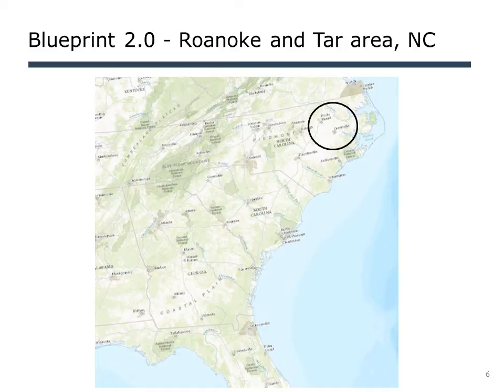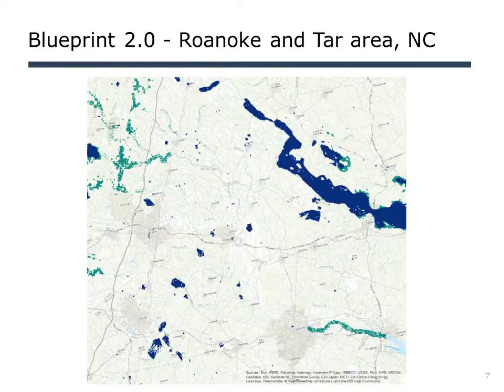I'm going to show you an example of some of these improvements. We'll go to the Roanoke and Tar area out in eastern North Carolina. Zoom in. So in the top right there, we see the Roanoke River. That's that big swath of high priority. The darker blue is the higher priority. The green is that next class down. So this is Blueprint 2.0.